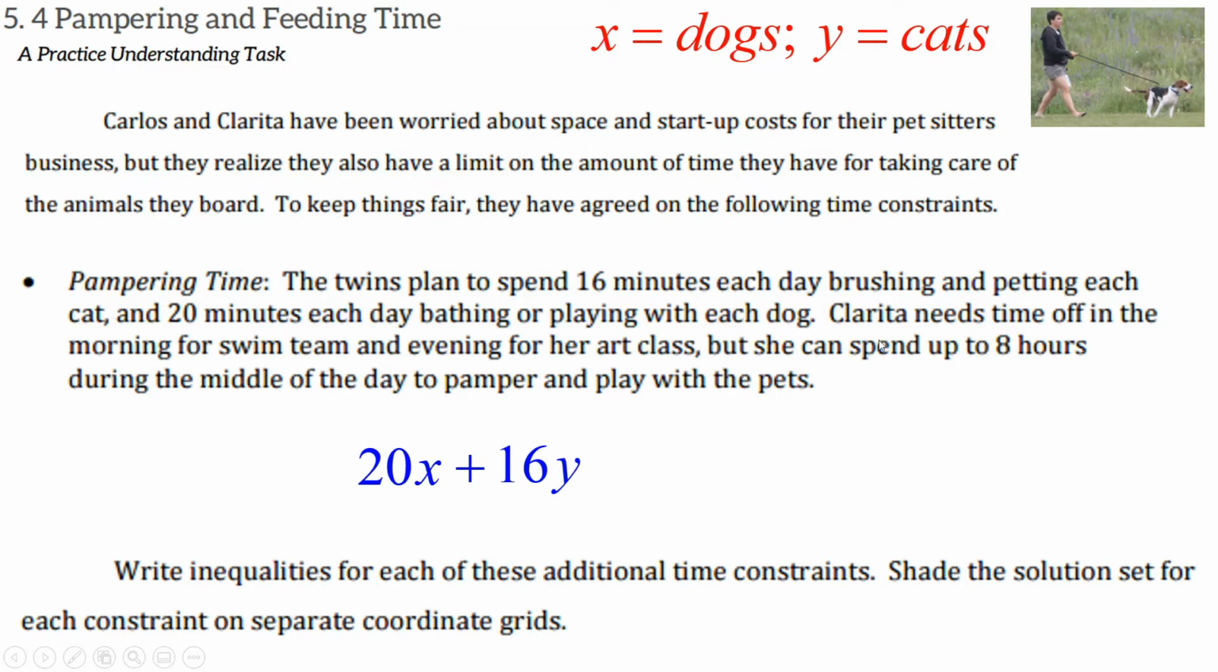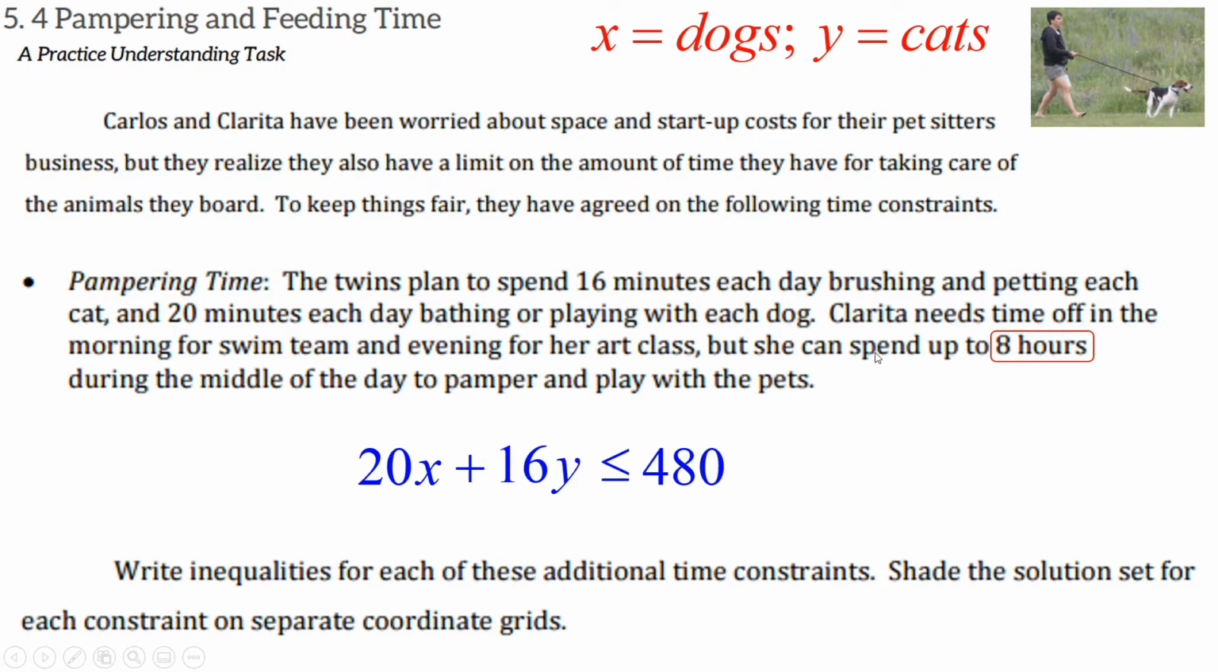All right, now how much time do they have? Clarita needs time off in the morning for swim team and evening for her art class, but she can spend up to 8 hours during the middle of the day to pamper and play with the pets. So Clarita has up to, that's less than or equal to, 8 hours. And remember, we have to convert this now to minutes because everything over here is in minutes. So there's 60 minutes in 1 hour, so 60 times 8 would be 480 minutes in 8 hours. And there is our inequality again in standard form.